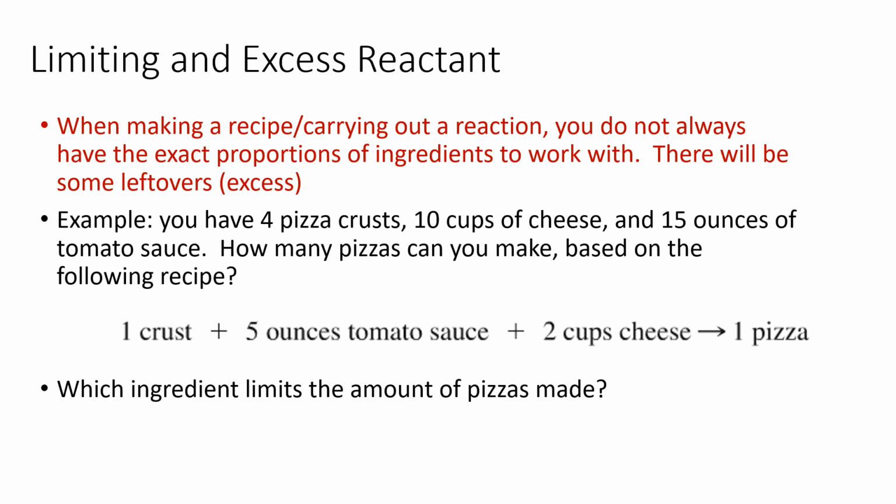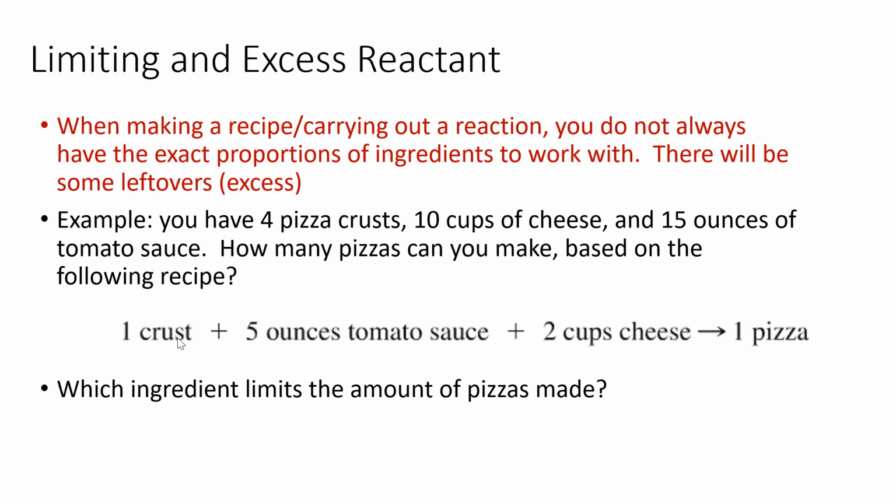So imagine you're trying to make a pizza and you've got a recipe for making a pizza. For every pizza, you need one crust, 5 ounces of sauce, and 2 cups of cheese to make one pizza. You can see how we can write this out in something that looks a lot like a balanced chemical equation. So 1 crust plus 5 ounces sauce plus 2 cups cheese makes one pizza.